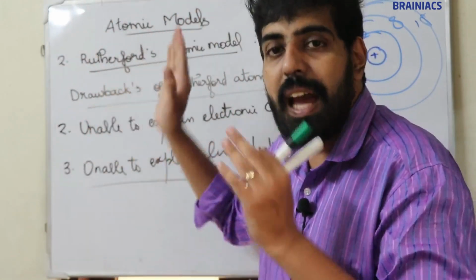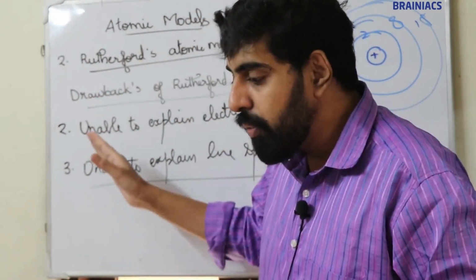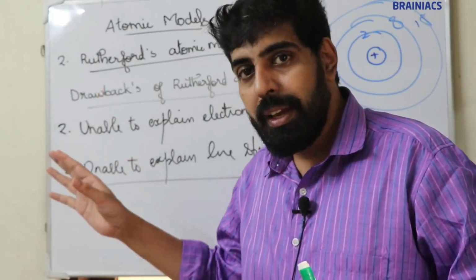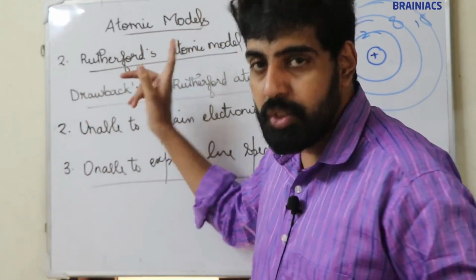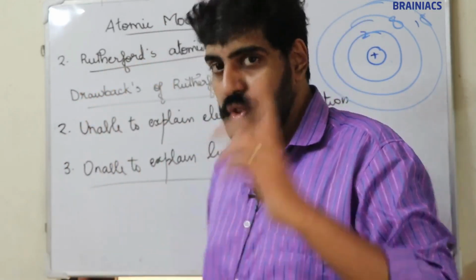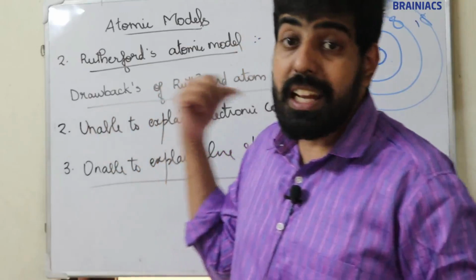That is not the exact atom model. So according to the Rutherford model, the atom does not have stability. But the atom is actually real and stable. That means the Rutherford model is wrong. That is the first drawback. And the second drawback: unable to explain electronic configuration.